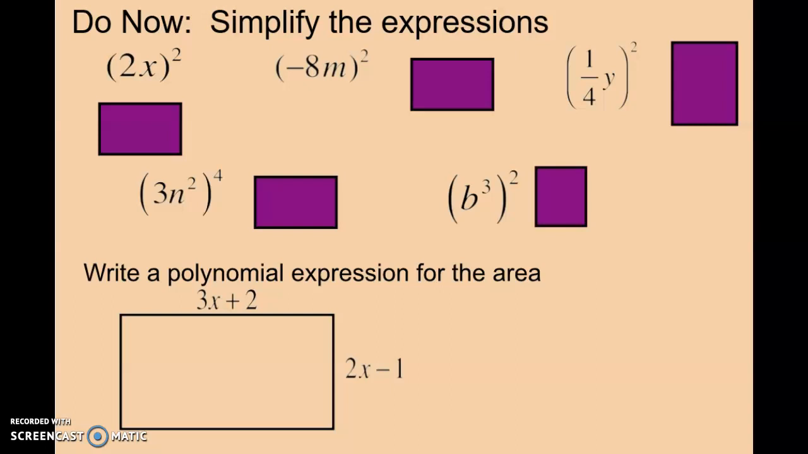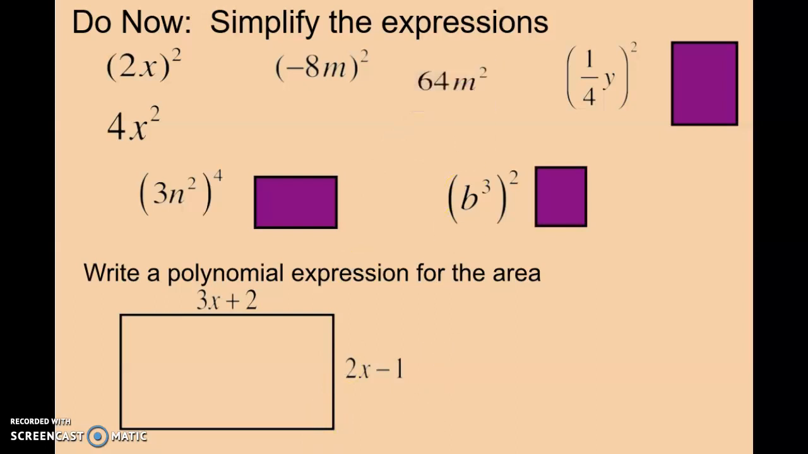Before we get started with today's lesson, I want to do a quick review of exponents and exponent rules. Take a look at the first one, the quantity 2x squared, and think about what you should get for an answer. Hope you got that. Next one, negative 8m, that quantity squared. The next one, 1/4 y, that quantity squared. Three n squared raised to the 4th power. What does that give you as an answer?